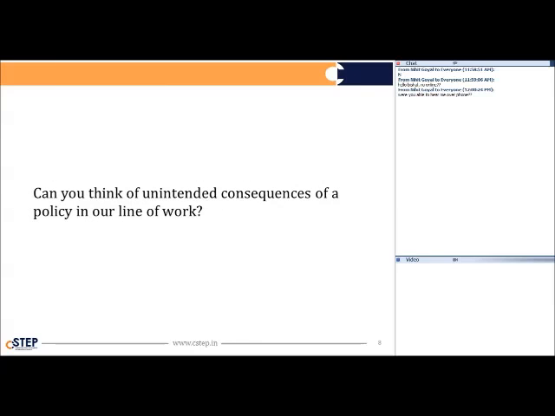Okay. Time for the audience to come in. Can you think of unintended consequences of a policy in any of the domains in which CSTEP is working? You could probably dial in or raise your hand, and then I could request you to unmute. Would anyone else want to give examples which are more policy-oriented? Shimol?